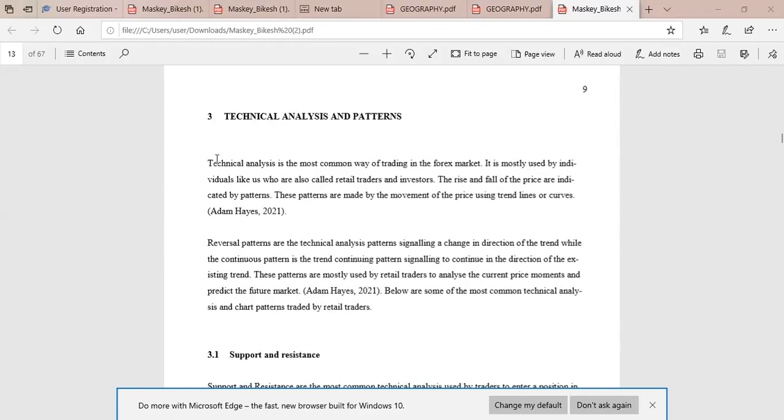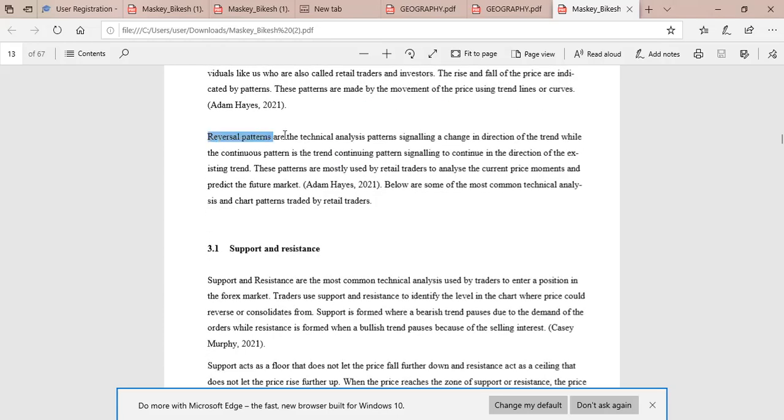Now, technical analysis is the most common way of trading in the forex market. It is mostly used by individuals like us who are called retail traders and investors. The rise and fall of the price are indicated by patterns. These patterns are made by the movement of price using trend lines or curves. There's a quote here, which means that statement is referenced by someone.